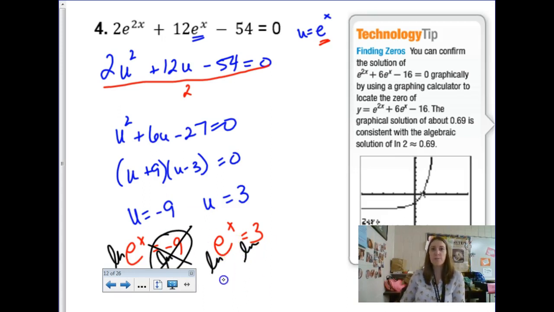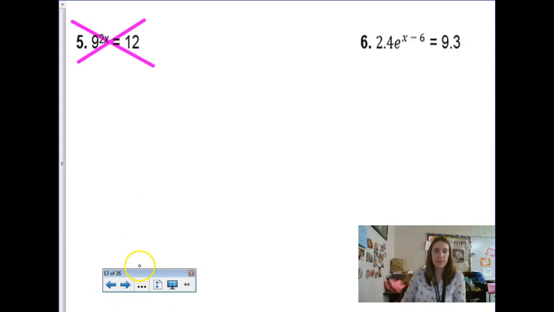But over here, natural log of 3 is something. You could either leave your answer as natural log of 3, or, you know what, I never wrote this as a decimal equivalent in my calculator, so whatever natural log of 3 is, that's my only viable solution here. All right. We're going to skip 5 for now.